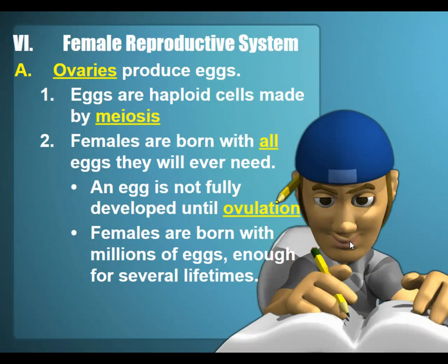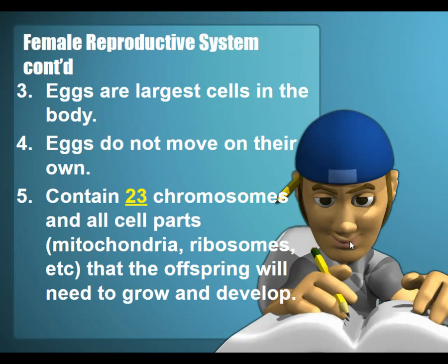Females are born with millions of eggs, and there's enough to last several lifetimes. They never use all of them, but they have enough there that would last them a long time. Eggs are the largest cells in the body, and if you look at normal type in a book, a human egg is the size of the period at the end of a sentence in a regular textbook.